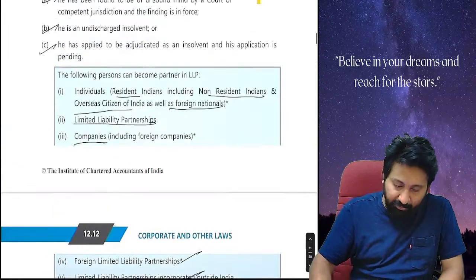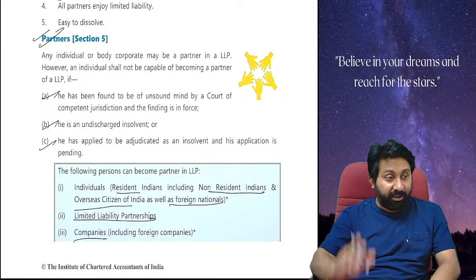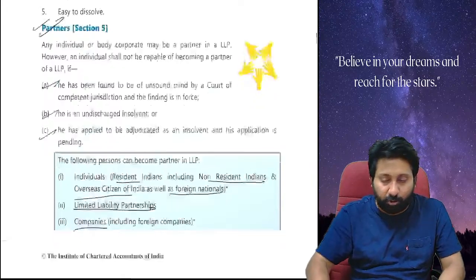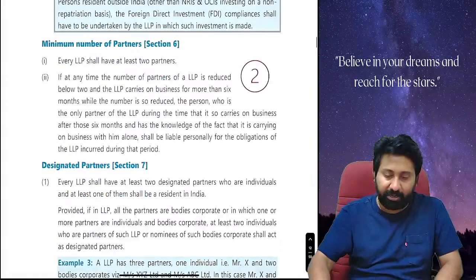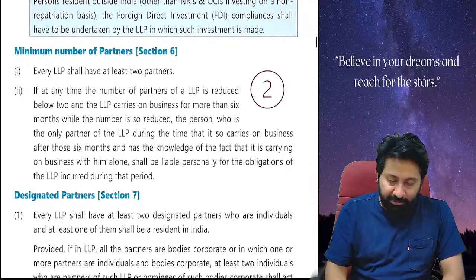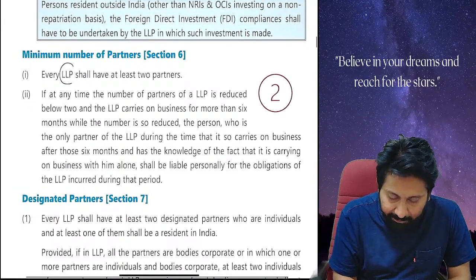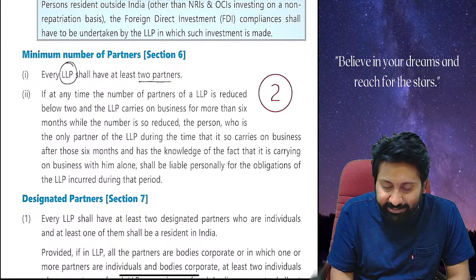With this, we completed another important section, section number 5. Section 25 subsection 2 main part also completed. Next, minimum number of partners. How many? Every LLP shall have at least 2 partners.